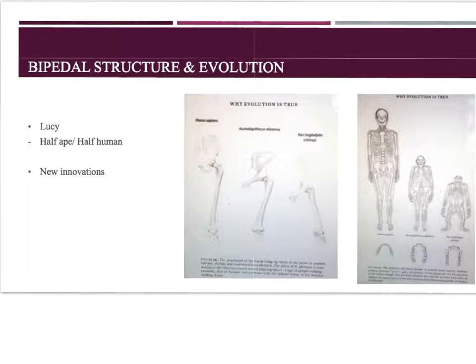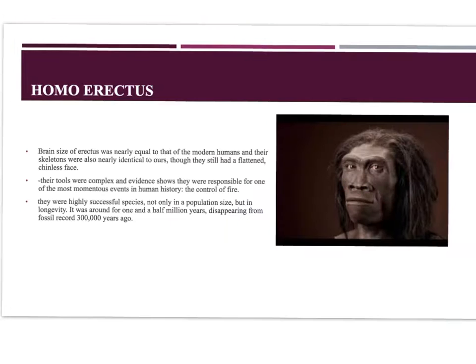The first tool-using human was believed to be the Homo habilis. It used new tools for chopping and butchering. Another important hominid was the Homo erectus. Its brain size was nearly equal to that of a modern human, and their skeletons were also nearly identical to ours, though they still had a flattened, chinless face.